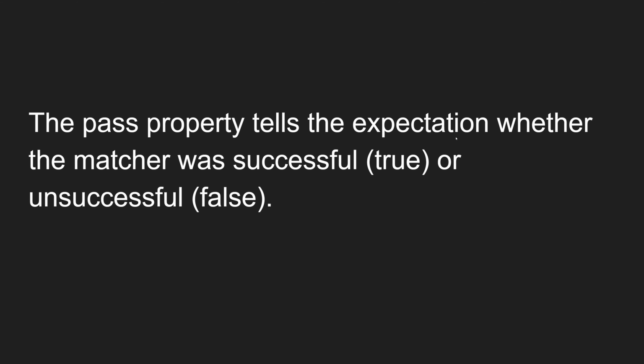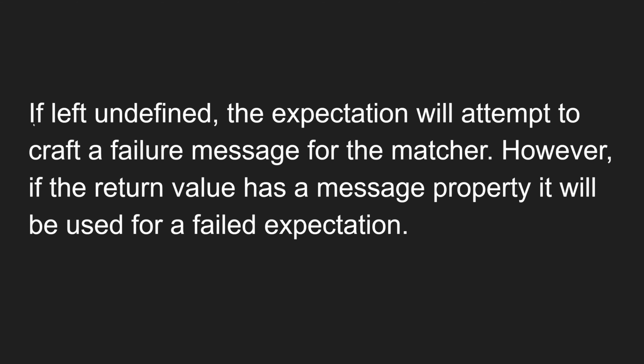The pass property tells the expectation whether the matcher was successful or unsuccessful. If the pass property is true, then the matcher is successful, and if it is false, then it was unsuccessful. So the pass property decides the expectation. If left undefined, the expectation will attempt to create a failure message for the matcher. That means it will craft, or design, a failure message for that matcher.